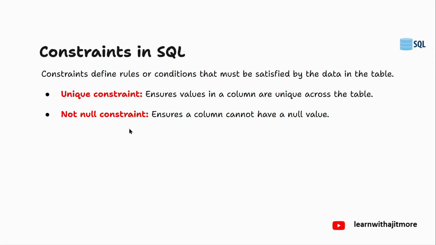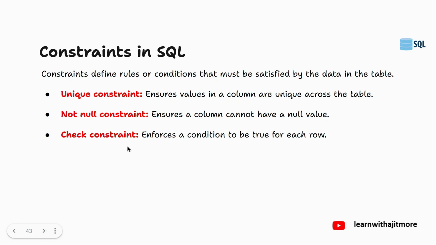Phone number you can leave blank, but whatever phone number you have given, it cannot be duplicated. Then not null constraint ensures that the column value cannot be left blank. You strictly have to give a value. Like name. Name को blank रखना allowed नहीं. Name देना ही पड़ेगा. Right or no? Name you have to give. So it ensures the column cannot have a null value. Check constraint. This is some condition and it will check whether the value satisfies that condition.